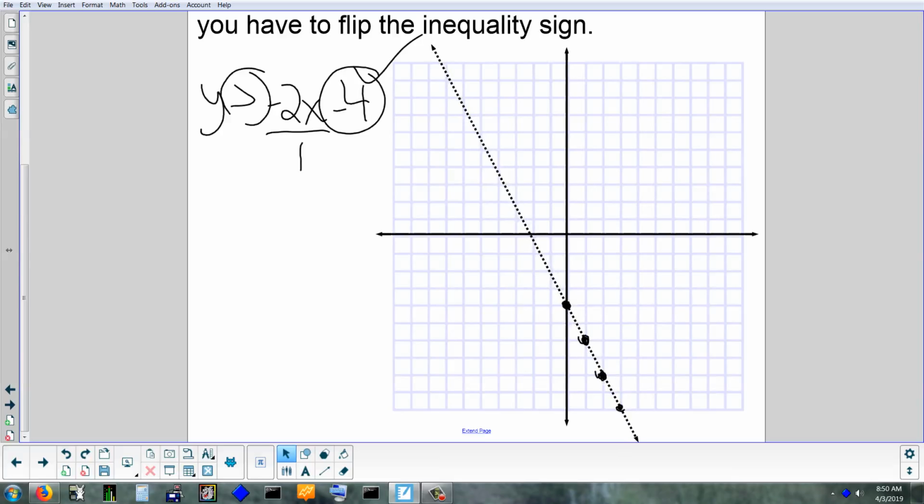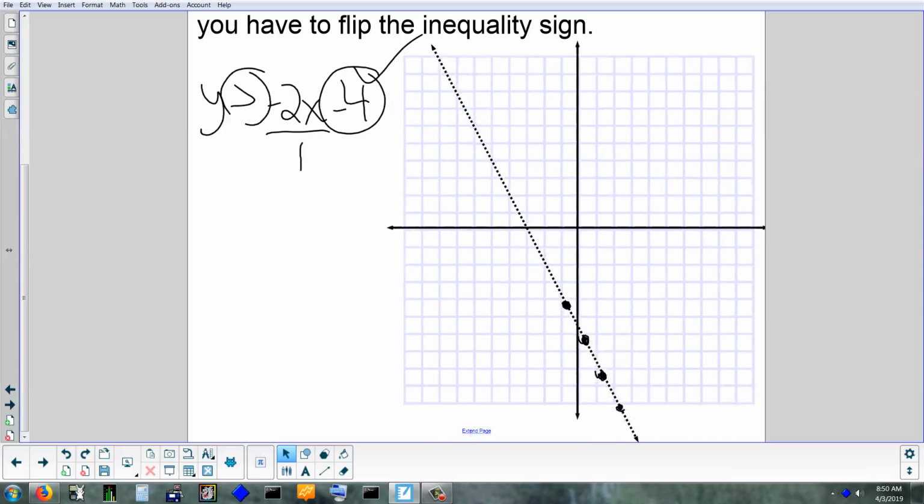Now, shading. Would you like shading above or below? What's a greater than? Above, right? And again, if you're not sure, make sure on the reference sheet, fill out your chart. All right. So this one will be above. I'm not going to get fancy here.